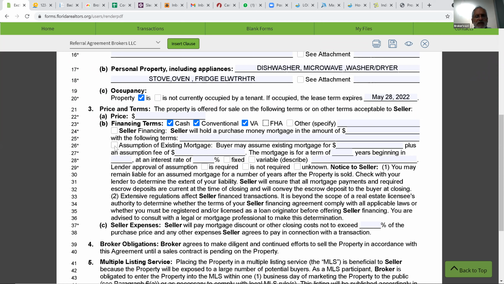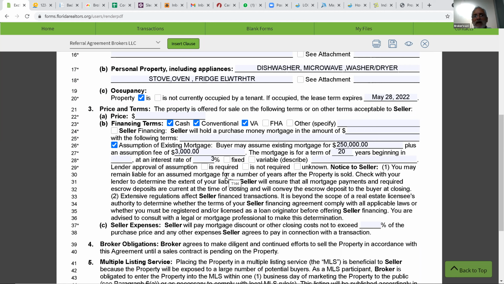Assumption of existing mortgage is whenever the buyer is willing to assume the existing mortgage from the seller. The conditions on the assumption must be written in the listing. If there is a mortgage on this property, let's assume there is, I don't know, a $250,000 balance, and the assumption fee, that's what the lender will charge this new buyer, say $3,000, something like that, for a term of only 20 years and an interest rate of 3%. This is the only important thing right here on the assumption.